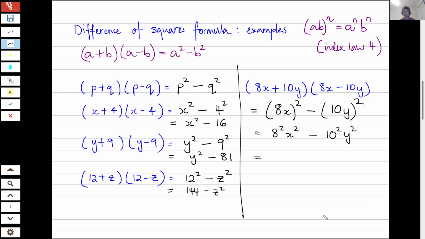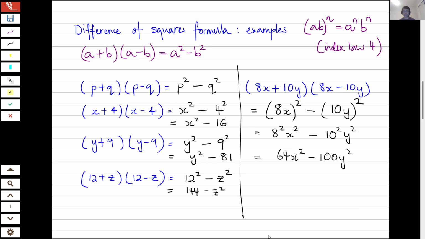So here we need to know that 8 times 8 is 64, and 10 times 10 is 100. So this gives me 64x squared minus 100y squared. And this is what I would like you to write on a test. So that will take care of question 7 in exercise 2D.